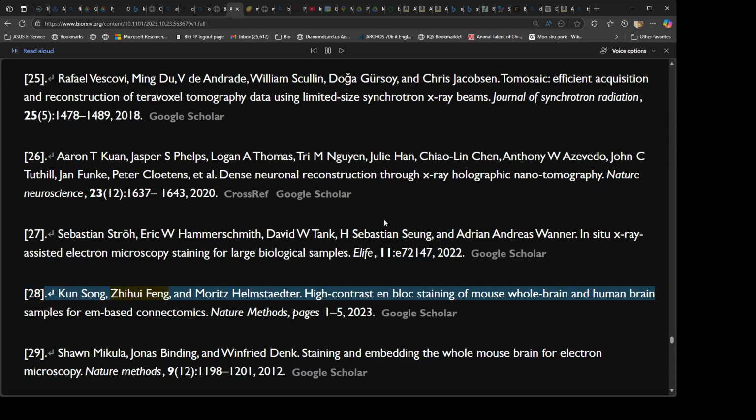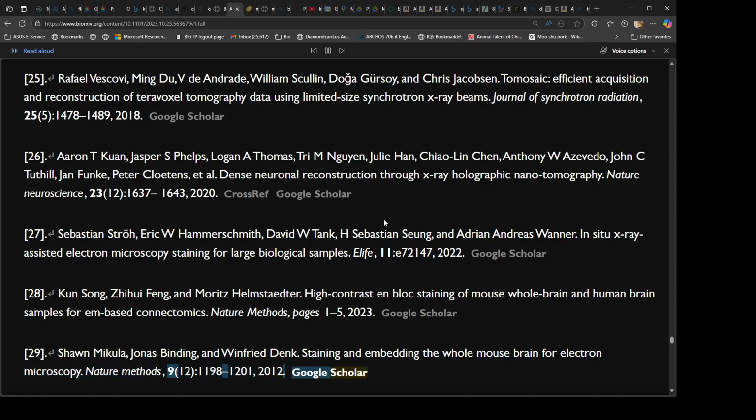Kuensong, Jur Weifeng, and Moritz Helmstedter. High contrast N-block staining of mouse whole brain and human brain samples for EM-based connectomics. Nature Methods, pages 1 to 5, 2023. Google Scholar. 29. Sean McCullough, Jonas Binding, and Winfried Denk. Staining and embedding the whole mouse brain for electron microscopy. Nature Methods, 9, 121198, 1201, 2012.